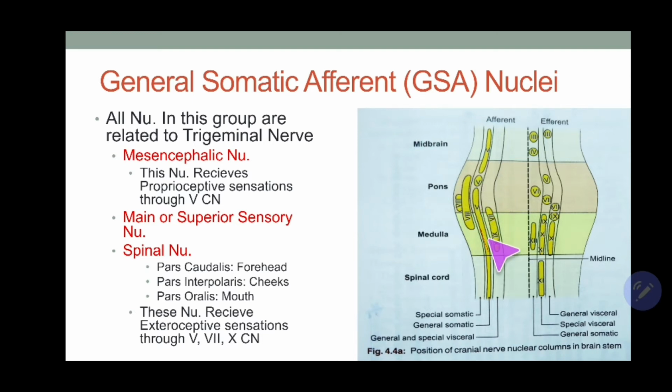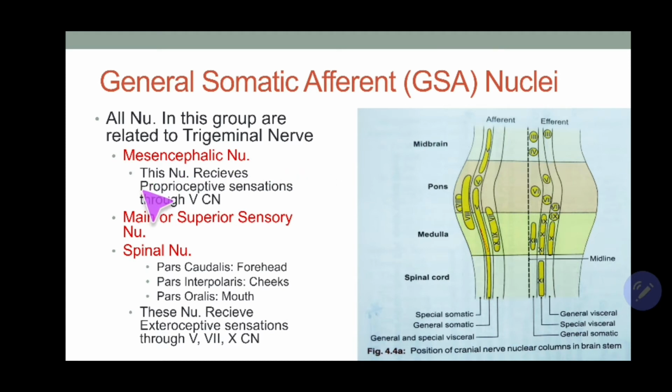Then down below is another important nucleus, the spinal nucleus of the trigeminal, and it is important. Why? Because it receives the pain and temperature sensations, including fine touch as well. So this is the spinal nucleus of the trigeminal. Let's study about them. All the nuclei in this group are related to the trigeminal nerve.